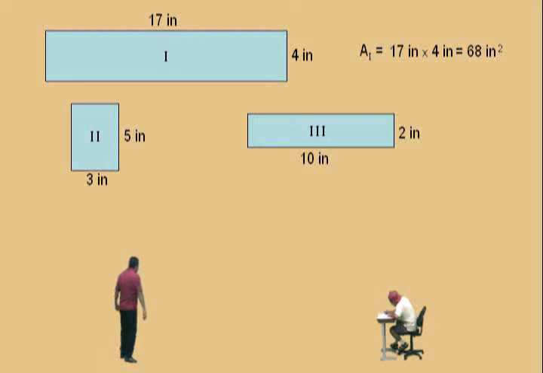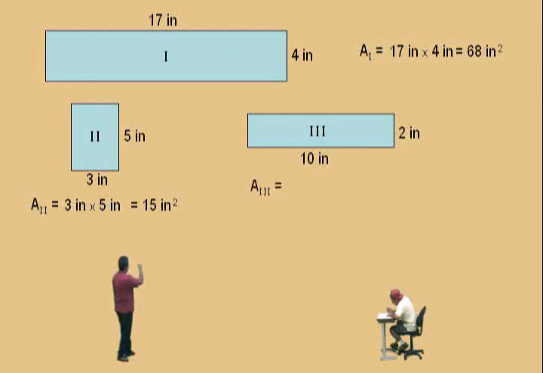Okay, rectangle 2. Its area is just 3 inches times 5 inches, or 5 inches times 3 inches by the commutative property for multiplication. And we get 15 inches squared. Don't forget your dimensions. Now, rectangle 3, Charlie, that's 10 inches times 2 inches, which should be easy. That's what? 20 inches squared.